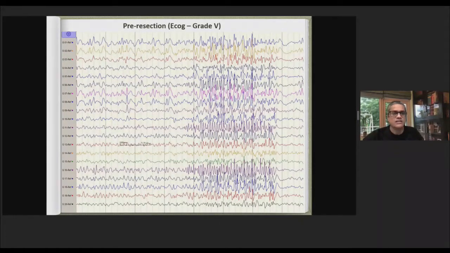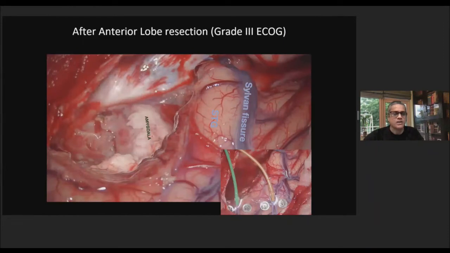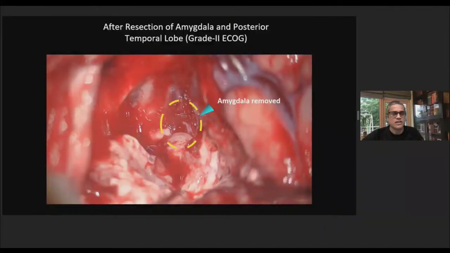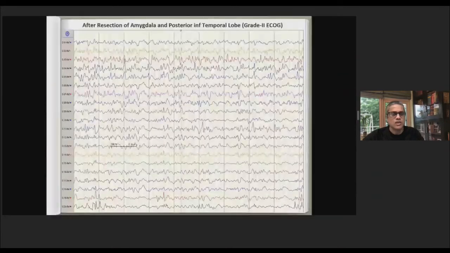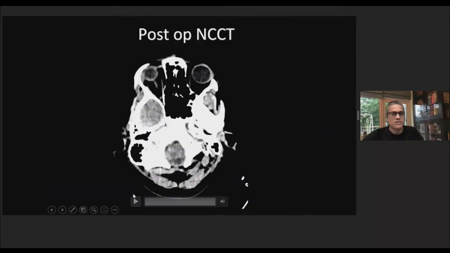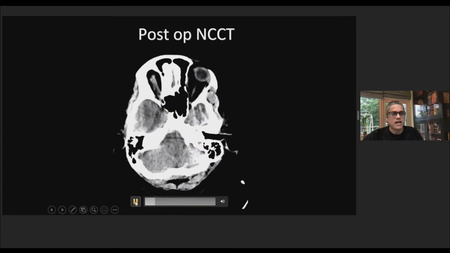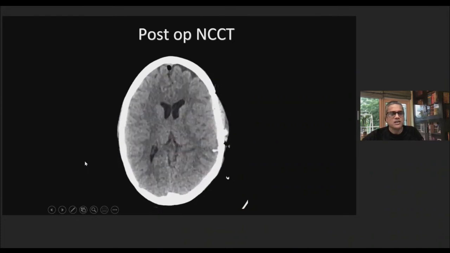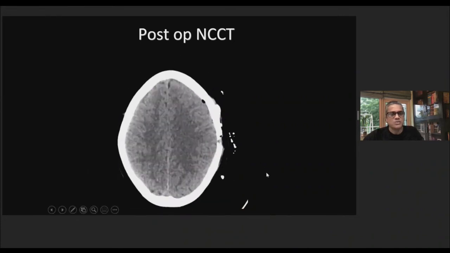And then we went ahead and did the anterior temporal lobectomy, sparing the amygdala and the hippocampus, after which the electrocorticography became grade 3. There was some improvement, but definitely not completely. And then we resected the amygdala because definitely there was activity coming from the amygdala, sparing the hippocampus. And once we removed the amygdala, the whole electrocorticography became completely normal. So it came to grade 2, which is quite reasonable. So we managed to spare the hippocampus, but we had to resect the anterior and the middle lateral lobe as well as the amygdala. And with this, the patient had become seizure-free.